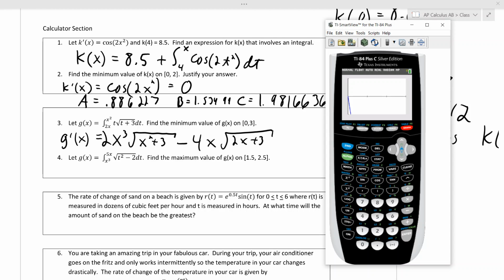Starts out negative, so it's decreasing. G is decreasing initially, and hopefully if I made this question correct, there's going to be a critical value. There you go, there's 1. So the derivative turns positive, so now G is increasing on that interval. And does it come back down, or is that it?